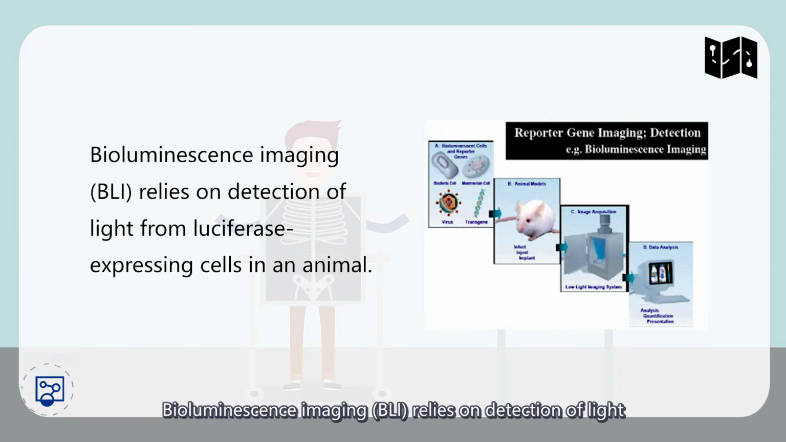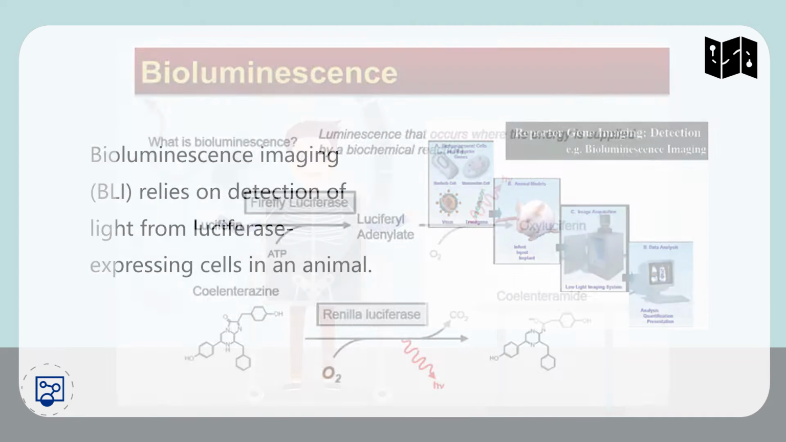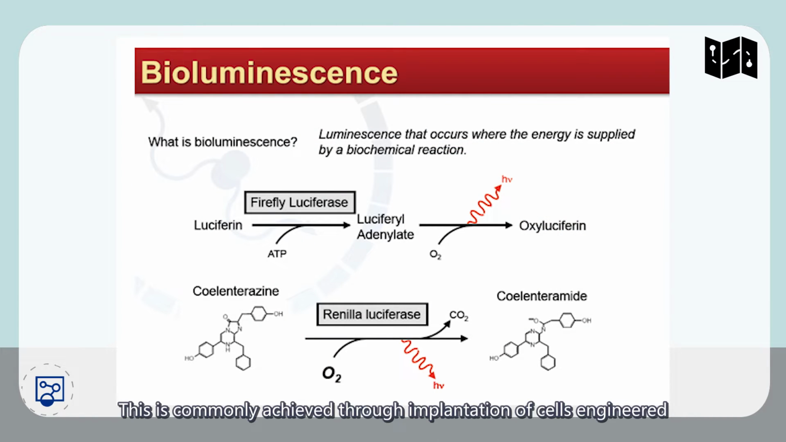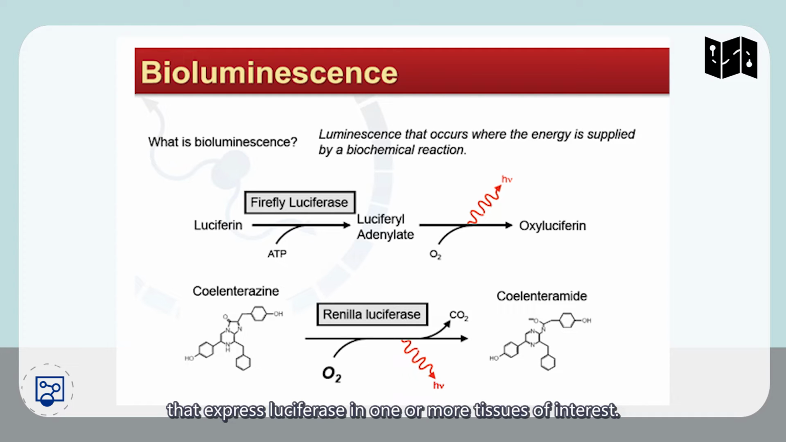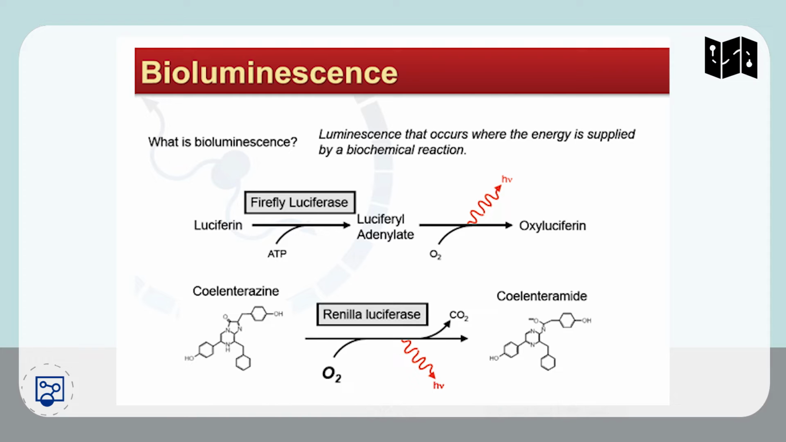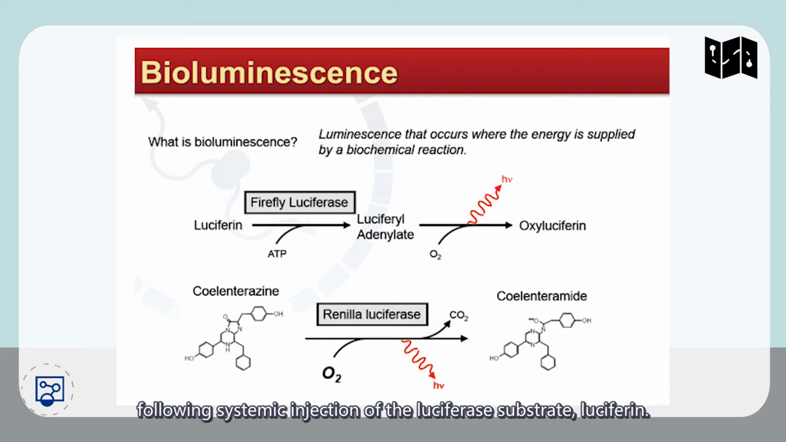Bioluminescence imaging, BLI, relies on detection of light from luciferase-expressing cells in an animal. This is commonly achieved through implantation of cells engineered to express luciferase constitutively, or by use of transgenic animals that express luciferase in one or more tissues of interest. Emission of light from these cells or tissues occurs following systemic injection of the luciferase substrate, luciferin.